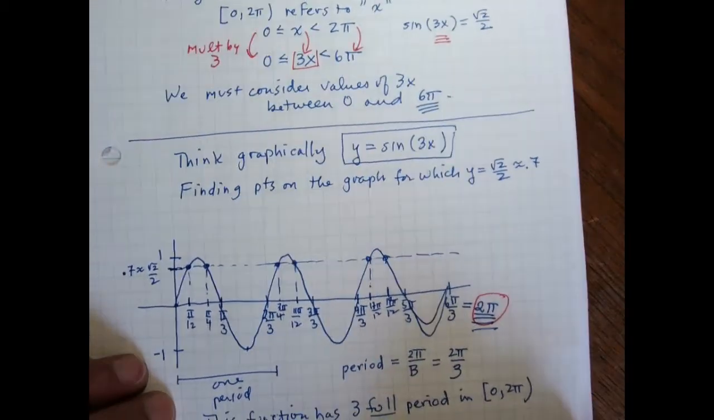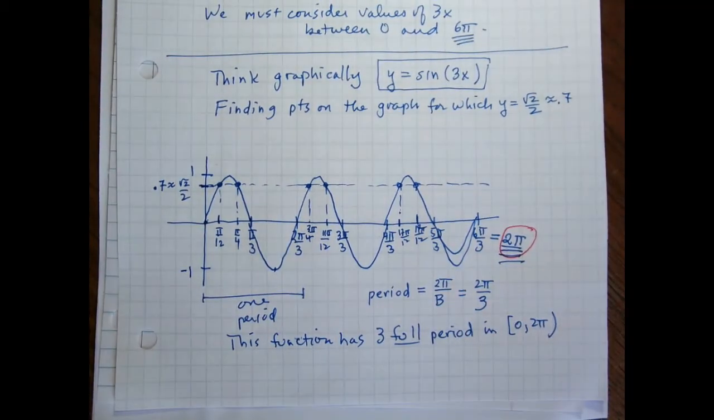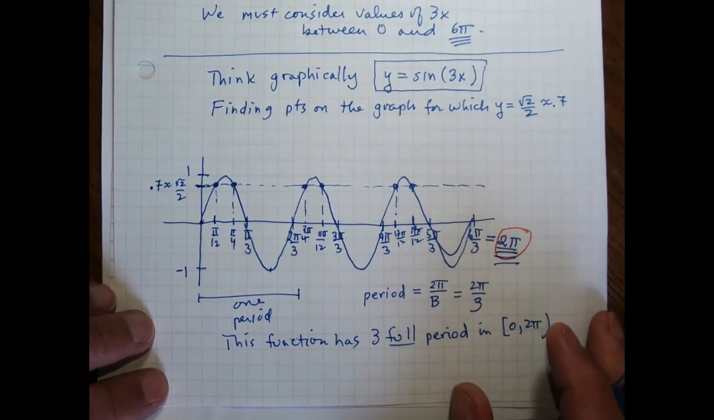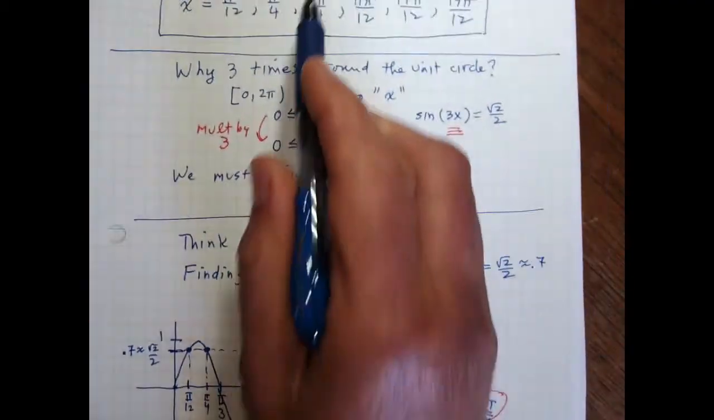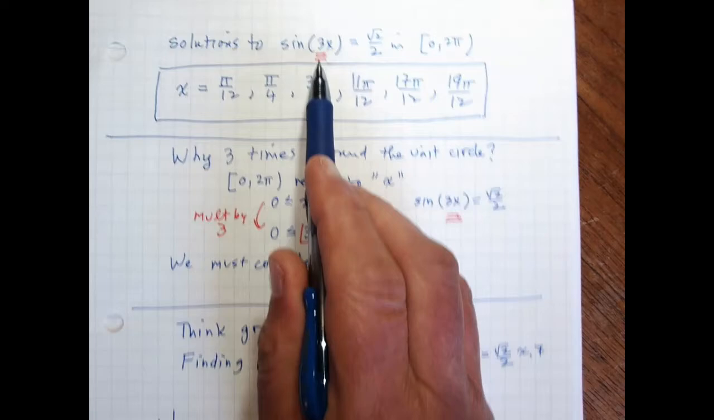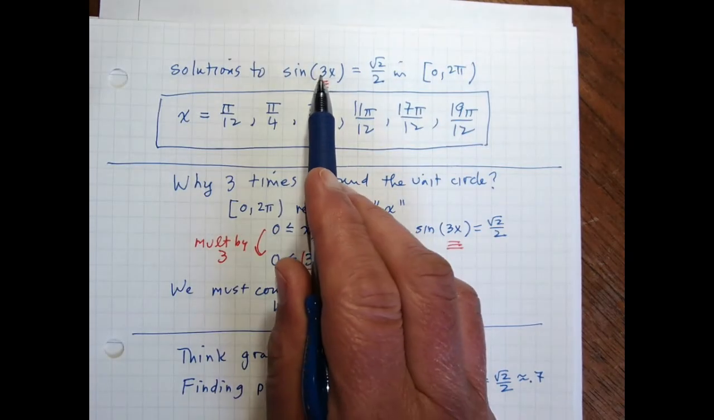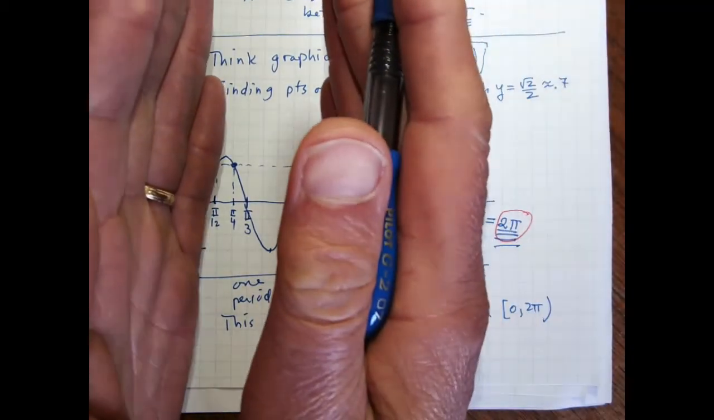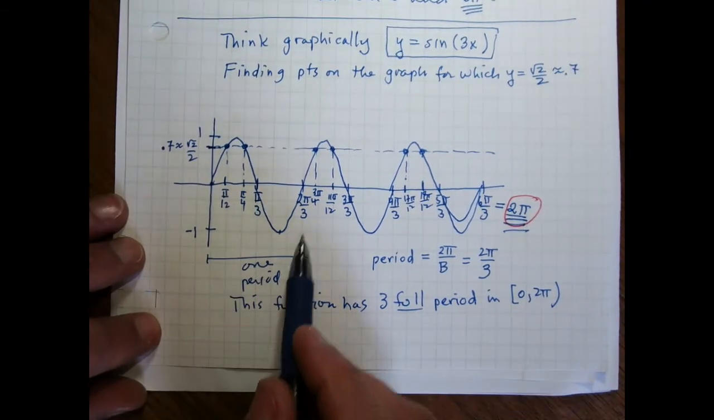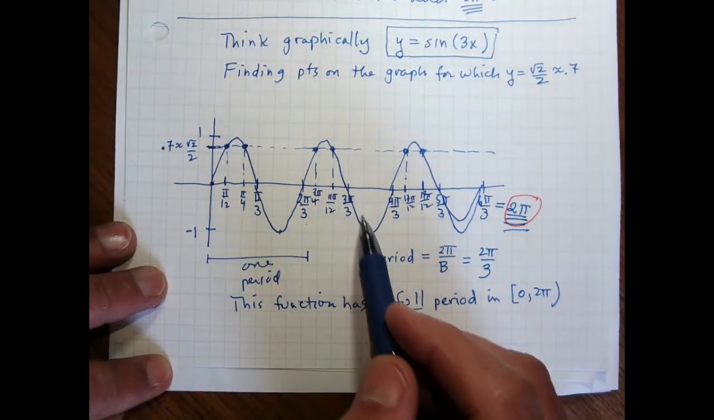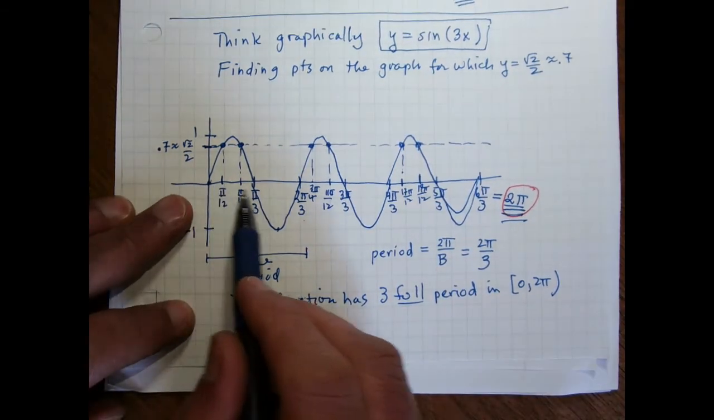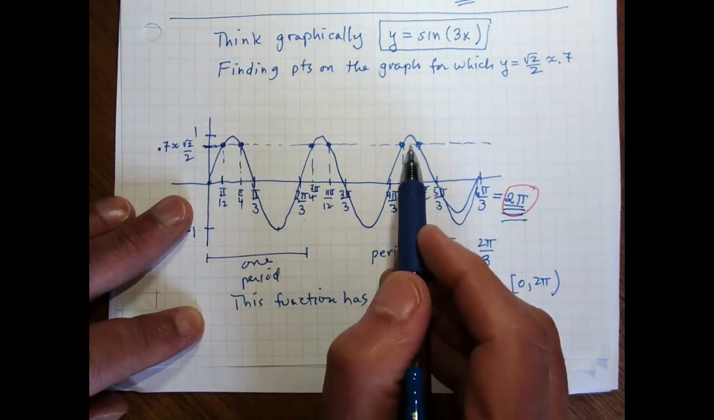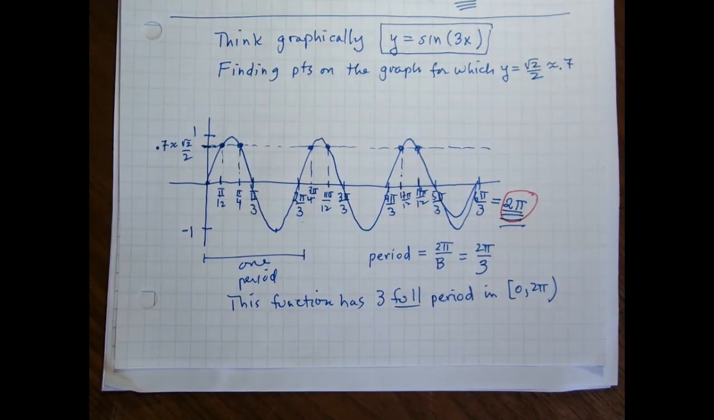So here's the summary of this. Why does this equation have so many solutions between 0 and 2 pi? That's because of the period of this function, which is indicated by the b value. So that 3 in the sine 3x means that this graph has been squished together. It has a much shorter period. Its period is 2 pi over 3. It goes through 3 full periods while x takes values from 0 to 2 pi, and that gives us 1, 2, 3, 4, 5, 6 solutions to this equation.